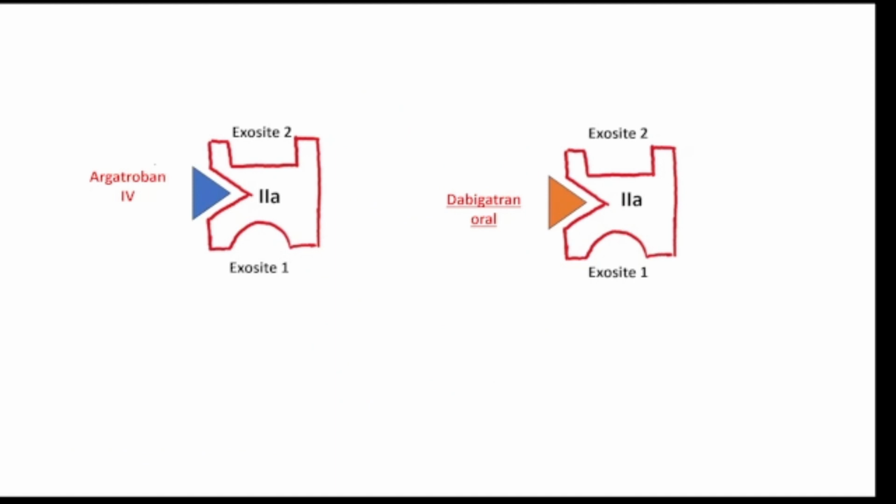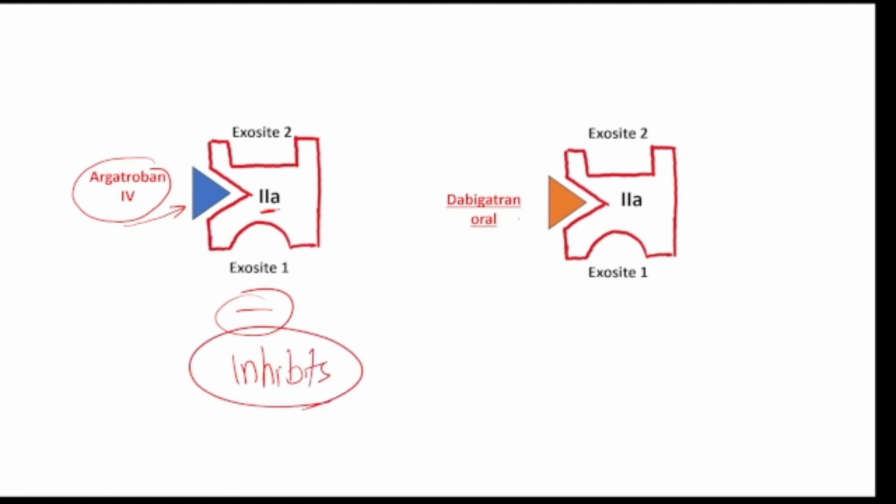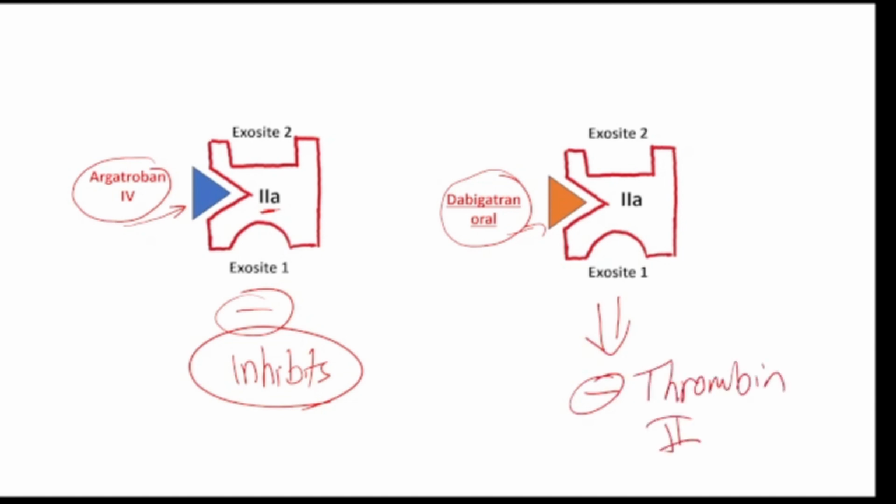As you can see here, we have argatroban prescribed IV. Argatroban binds selectively to factor 2A, which means thrombin, and inactivates it. The result will be that it inhibits thrombin. Dabigatran has a similar mechanism of action. Dabigatran, prescribed orally, binds to the active site and inhibits thrombin. So the same, we can type it here. The result will be thrombin, or factor 2A, inhibition.